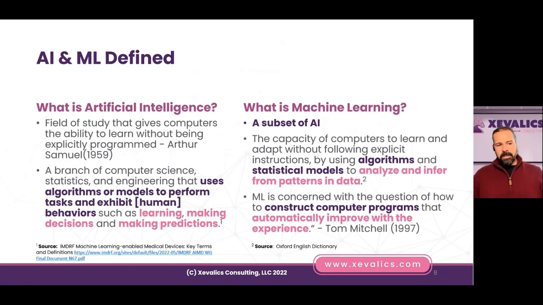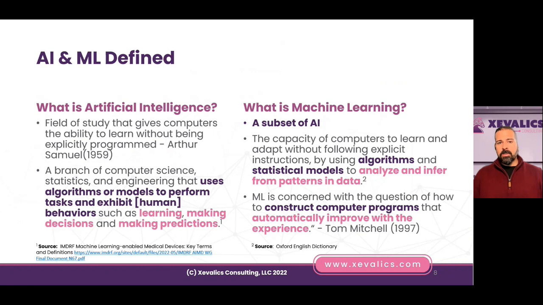So let's take a look at the definition of AI and machine learning. What is artificial intelligence? Artificial intelligence is a field of study that gives computers the ability to learn without being explicitly programmed. This definition is credited to Arthur Samuel back in 1959. It's also a branch of computer science, statistics, and engineering that uses algorithms or models to perform tasks and exhibit human behavior, such as learning, making decisions, and making predictions.